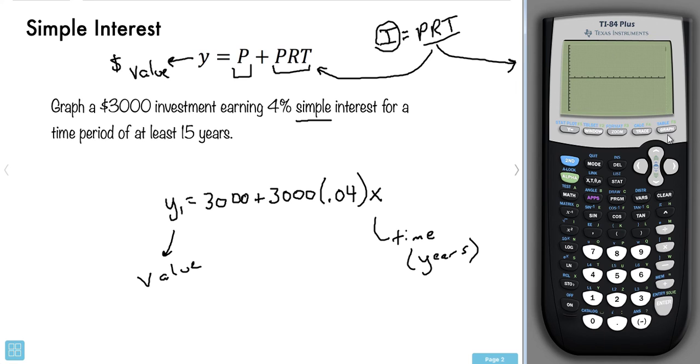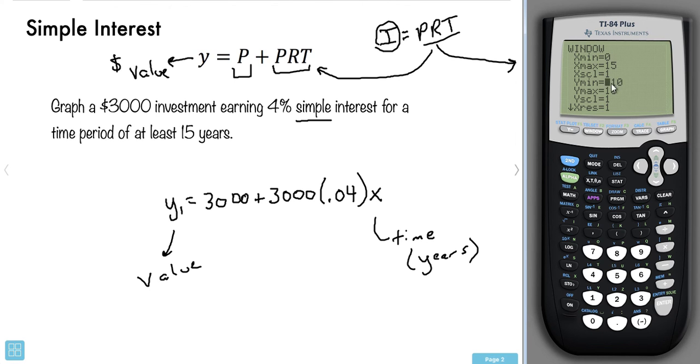But again, when I hit graph, I'm still not going to see anything. And that comes from the value of the investment. Initially, this investment is worth $3,000. And the Y variable represents the value of the investment. Well, when I go back into my window and I look at my Y values, the highest value I'm looking at right now is $10, which is way below even our initial amount.